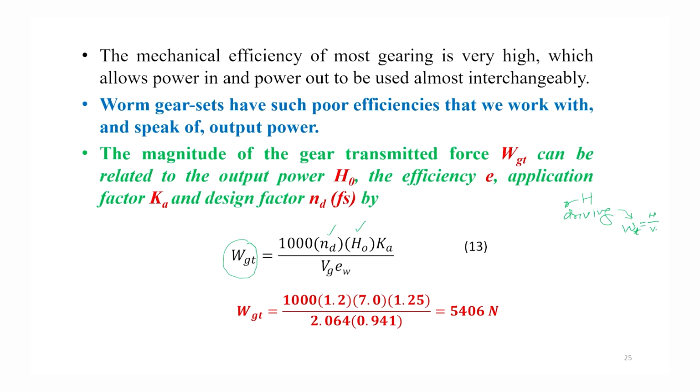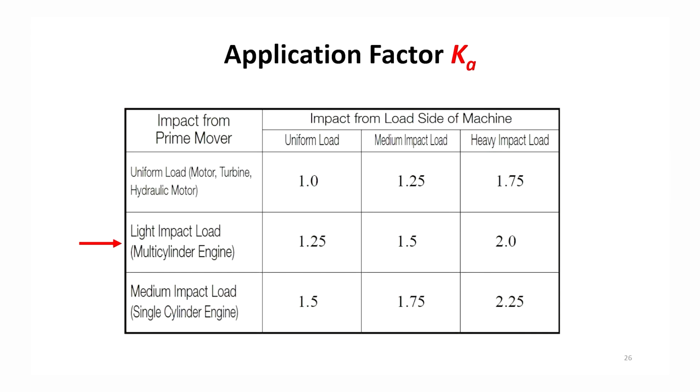Now, here as pitch line velocity for driving and driven gears are different because Vs is coming into picture, and so we are taking the output power to calculate the tangential force on the driven gear, and the driven gear in the case of worm and worm gear is the worm gear. So, substituting all these values, we got Wgt as equal to 5406 Newton.